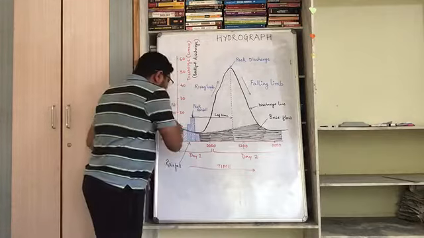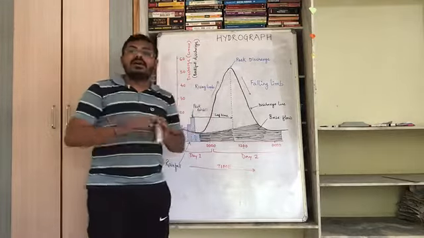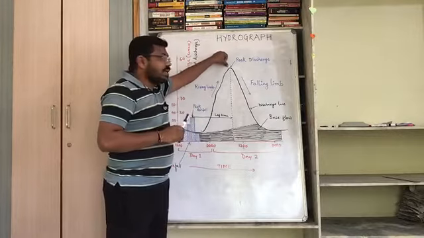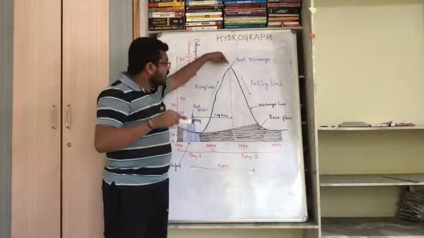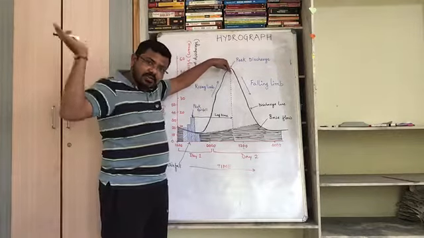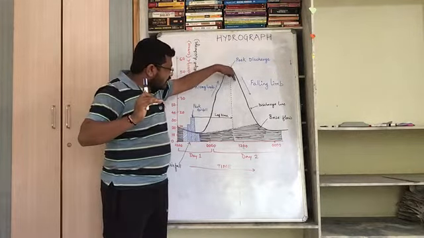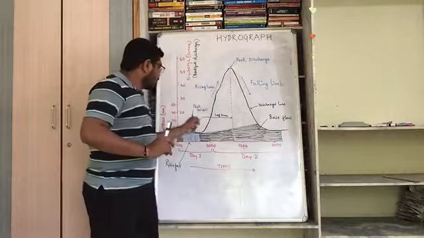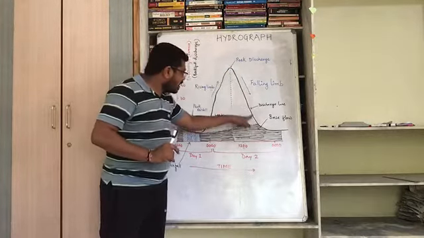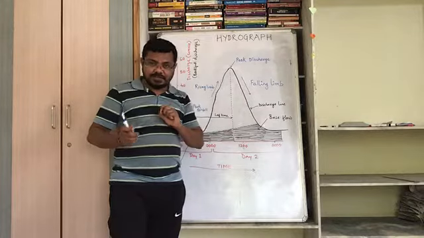The line which goes up is called rising limb, LIMB, rising limb. This point is the peak discharge, and then the discharge has started reducing because rainfall has stopped. So that is called falling limb. So this is rising limb, this is falling limb. This black line is showing the discharge line.